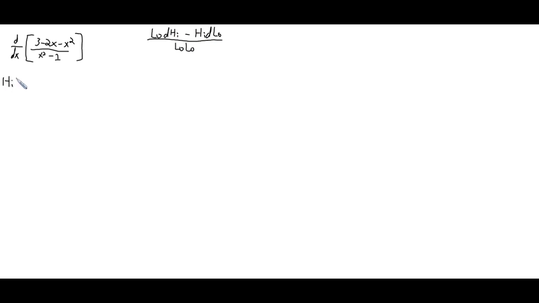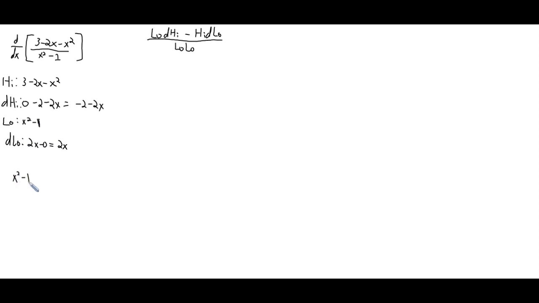So high is the numerator, so that's 3 minus 2x minus x squared. D high is just the derivative of that, which is 0 minus 2 minus 2x, which equals negative 2 minus 2x. Low is the denominator, which is x squared minus 1. And d low is just the derivative of that, so 2x minus 0, or just 2x. So again, we have all the pieces we need, right? We've done the calculus. Now it's just algebra.